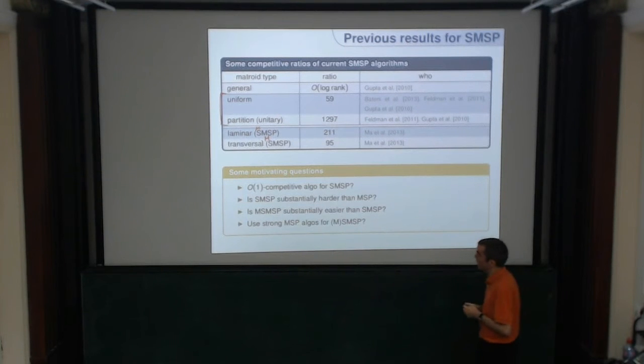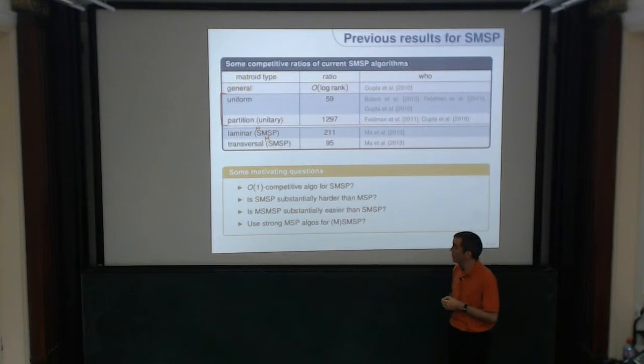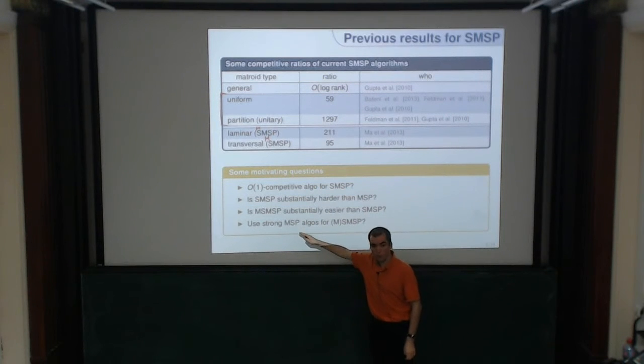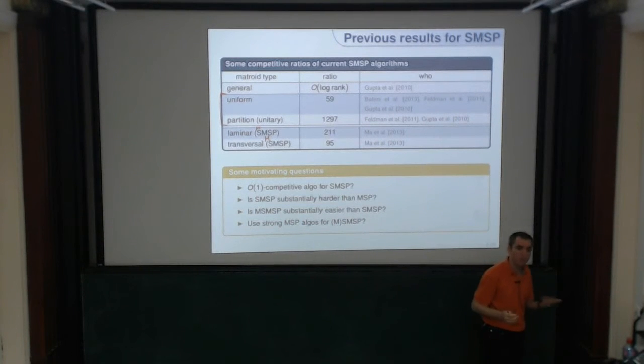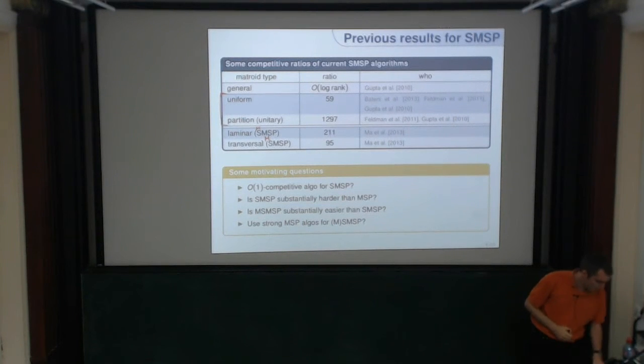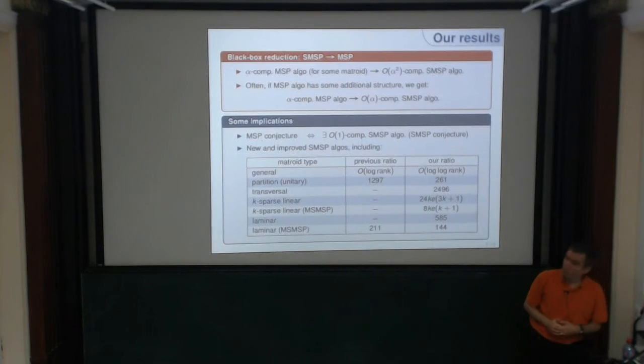What we would like to understand better as well is, if you have good algorithms for the linear version, the matroid secretary problem, can you use that to obtain algorithms for the submodular version, or at least the monotone submodular version? And we can answer some of those questions.